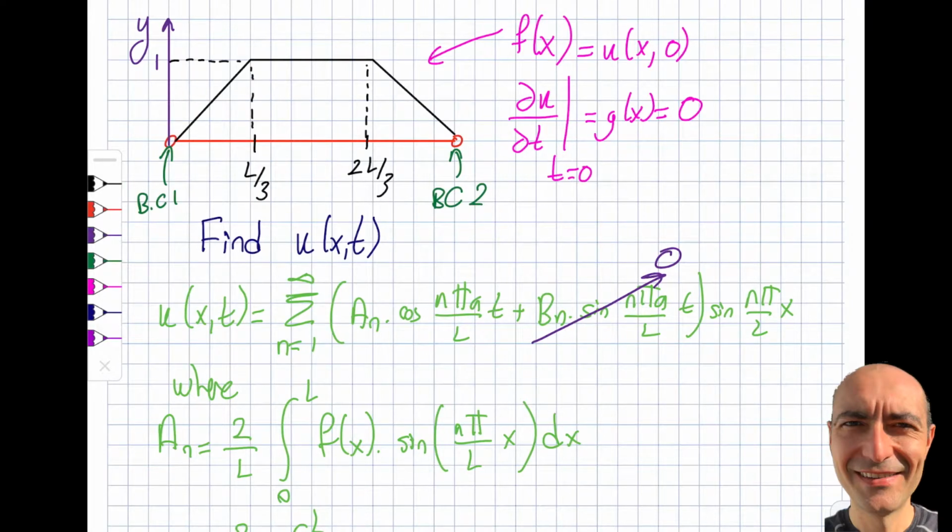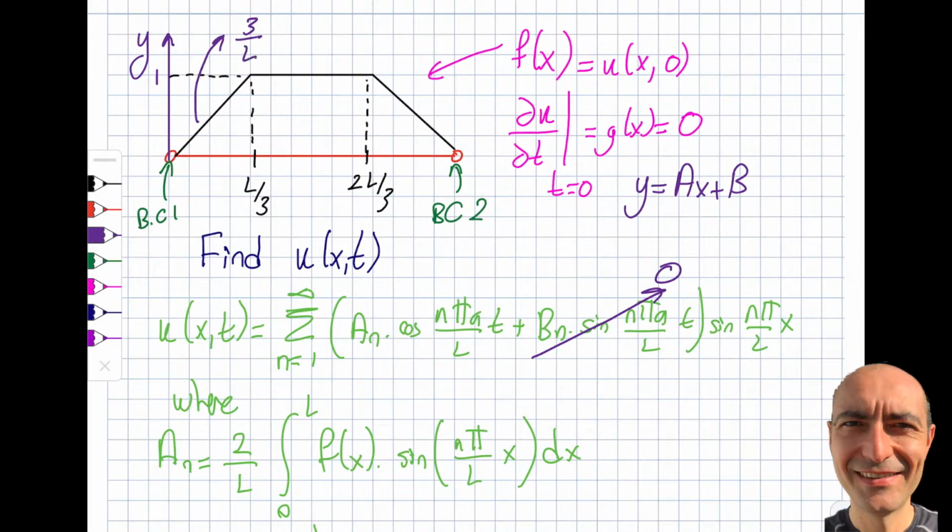The equation of these three lines you can find if you choose to save time. I'm not going to do them one by one, but you can use ax plus b. Let's say I'm investigating this one. You have two equations and two unknowns, because a and b are the unknowns. When x is equal to 0, y is equal to 0, so b turns out to be 0, right? And when x is equal to L over 3, y is equal to 1, so a becomes 3 over L. So this is going to be (3/L)x.